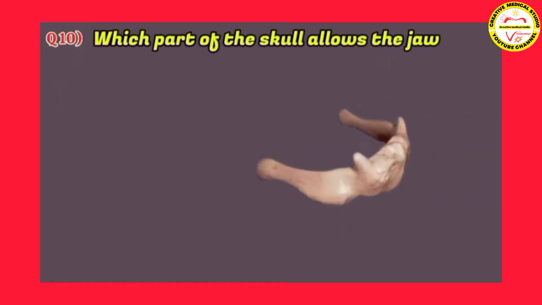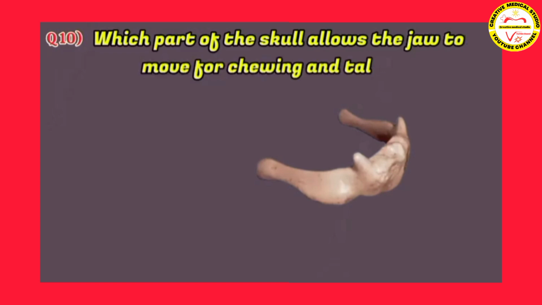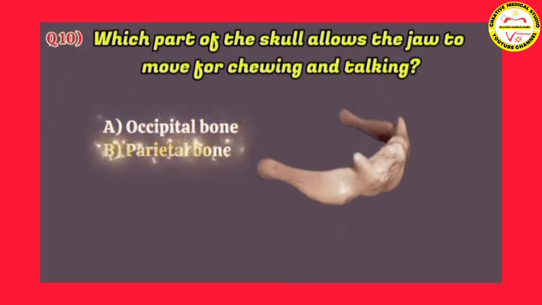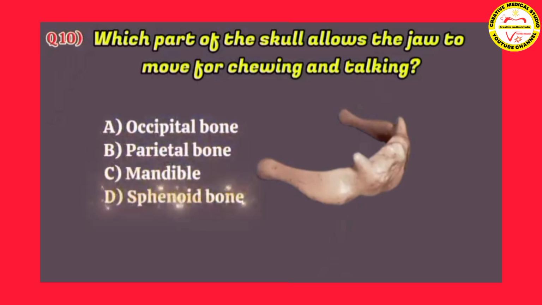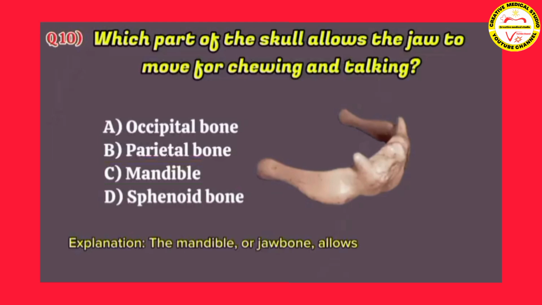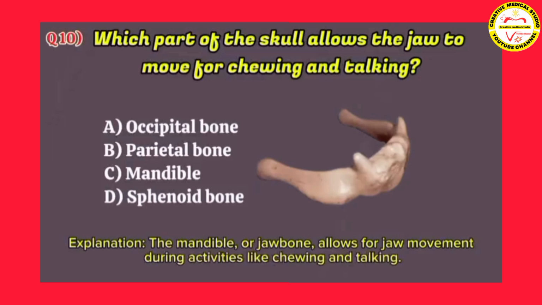Which part of the skull allows the jaw to move for chewing and talking? Option A, B, C and D. Correct answer is option C, mandible bone. Explanation. The mandible or jawbone allows for jaw movement during activities like chewing and talking.